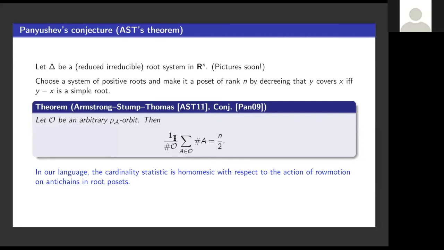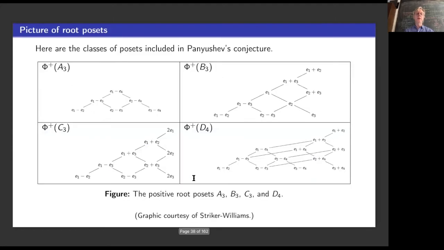And one of the first examples of homomesy, although it wasn't using that language, is a conjecture of Panyushev, which was proven by Armstrong, Stump, and Thomas, that says if you do this rowmotion on certain classes of posets that come up in representation theory, I'll show you pictures in a minute, then over every orbit you have the same average. The statistic here is the cardinality of the antichain. So in our language, the cardinality statistic is homomesic with respect to the action of rowmotion on antichains in root posets.